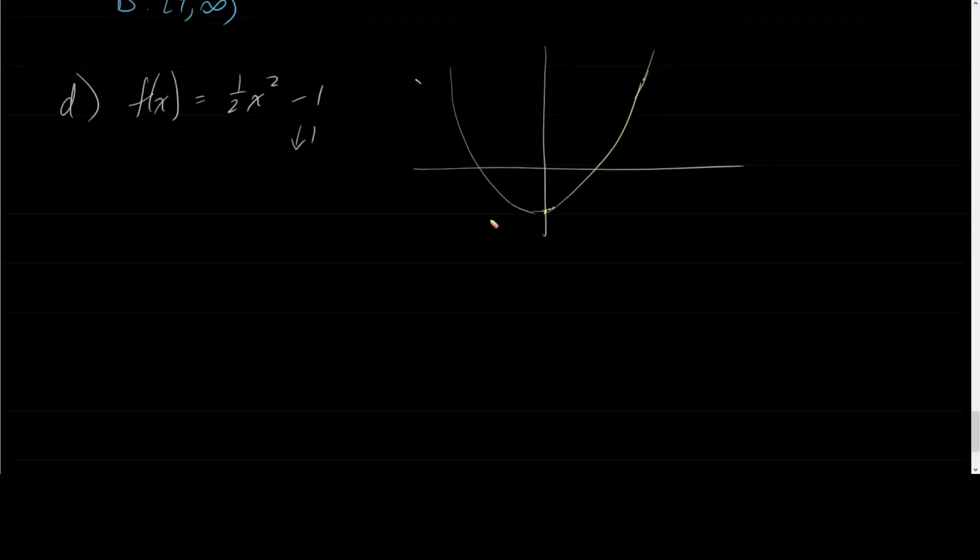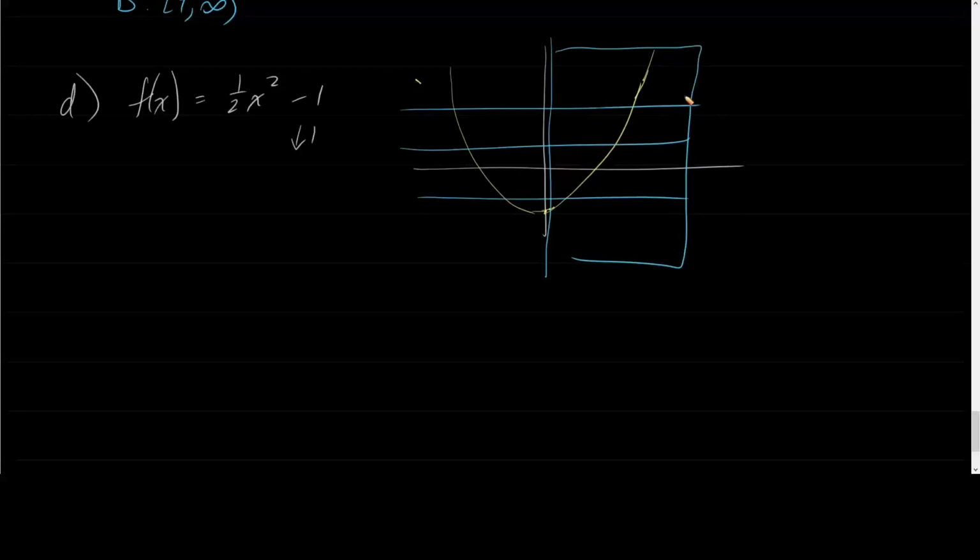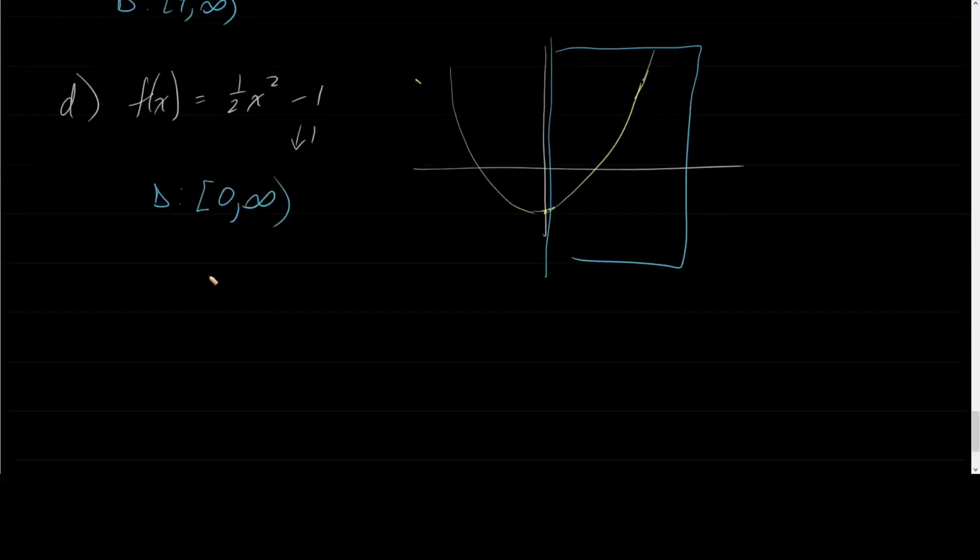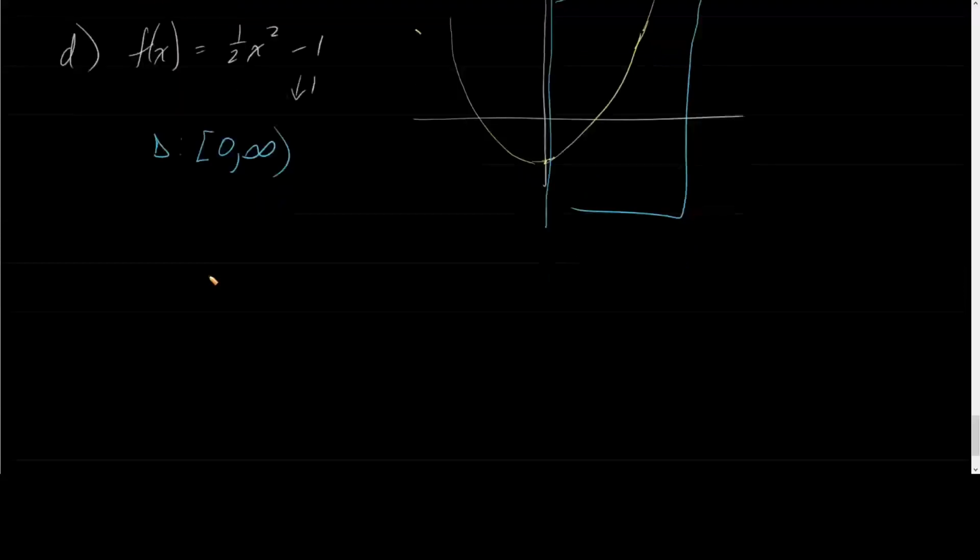So now in here, what do we care about? We care about the piece that would stop repeating, in other words, a piece that would make it past the horizontal line test. So I'm just taking the right half of this parabola. In here, this would be my domain. So my domain would be from 0 to infinity.